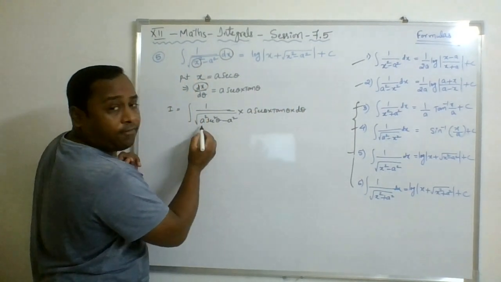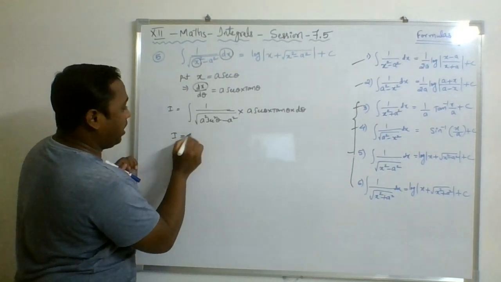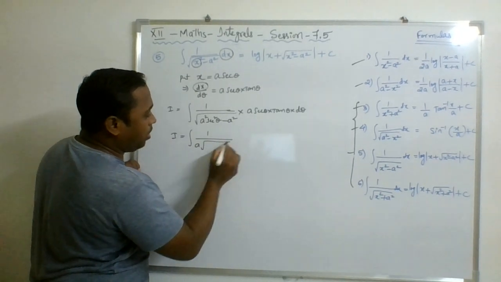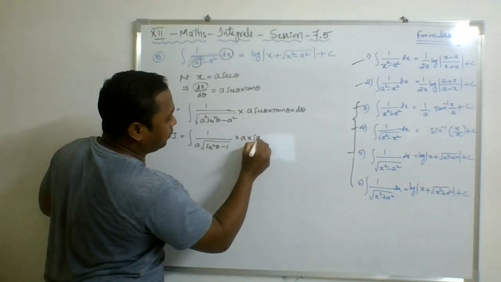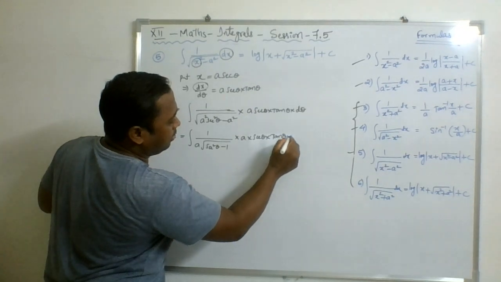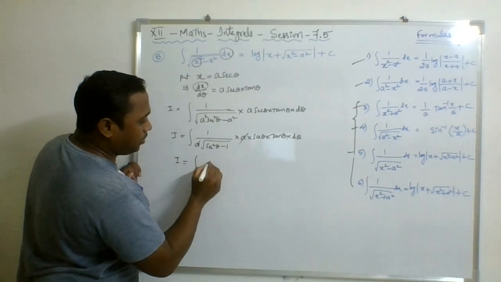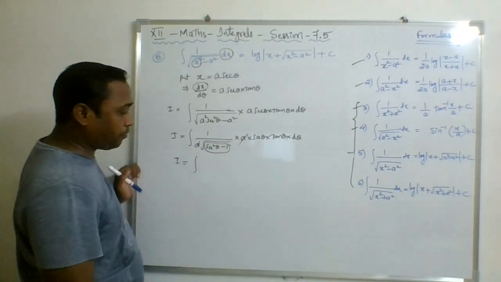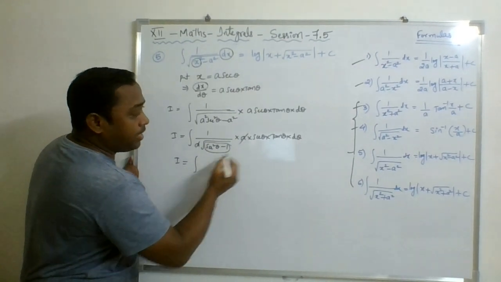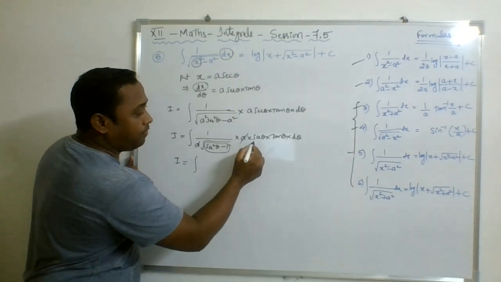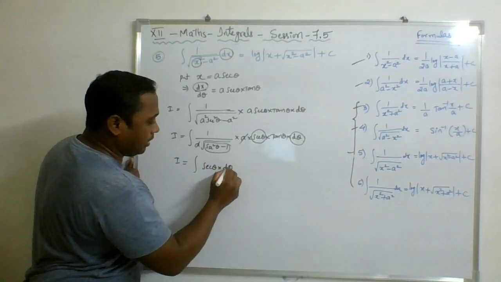Now a square is a common factor, but under root of a square is what? A only. So ultimately we are left with a into under root of sec square theta minus 1, into a into sec theta into tan theta into d theta. Correct. So a gets cancelled. I is equal to, sec square theta minus 1 is what? Tan square theta, and square root cuts, and that tan theta and this tan theta will get cancelled. We are left with only sec theta and d theta.